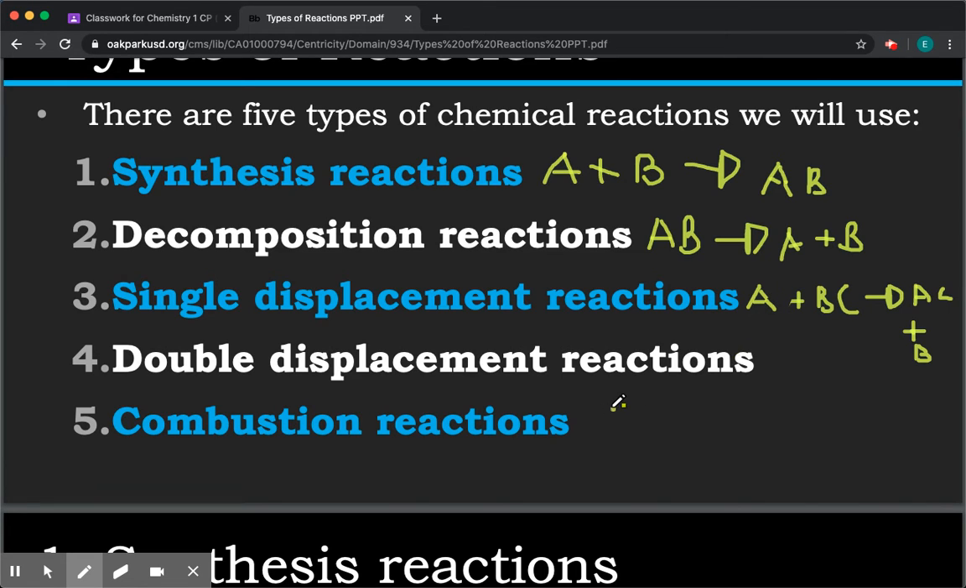And then combustion is going to be some fuel. X is the fuel. Doesn't matter what it is, but it's some sort of carbon-based fuel, plus oxygen is going to make CO2 and water.